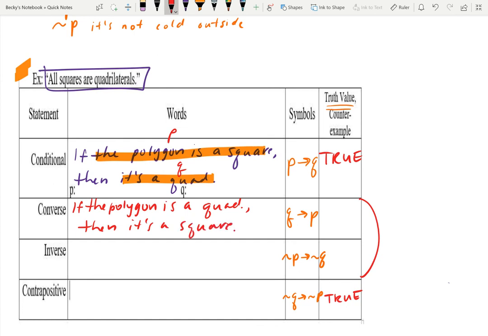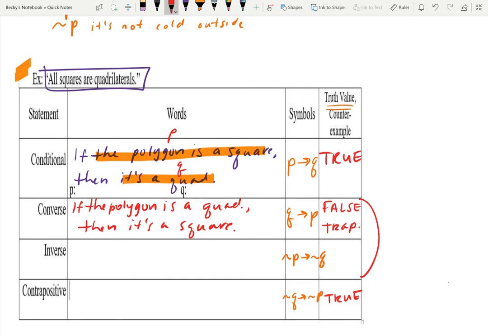Okay, remember, quadrilateral is a four-sided shape: rectangle, rhombus, square, trapezoid, parallelogram. So if it's one of those, is it a square? No, because it could be a trapezoid. So my answer is false. And I'm going to say trapezoid. Now, I know we haven't talked about it, but don't say rectangle because technically a square is a rectangle. A little tidbit there.